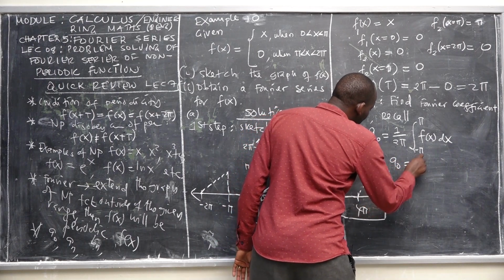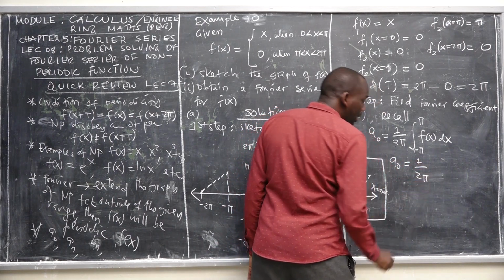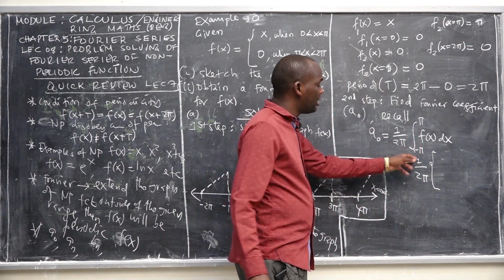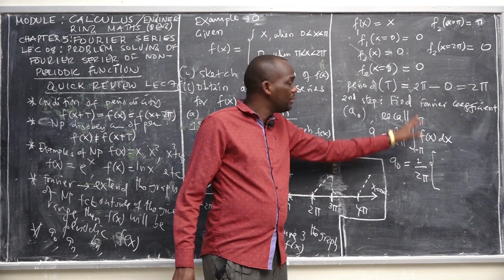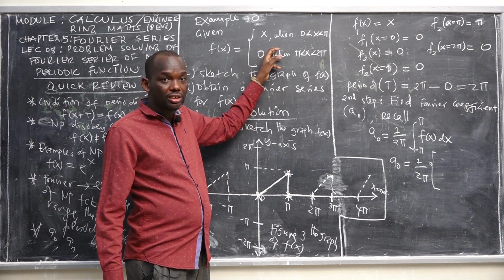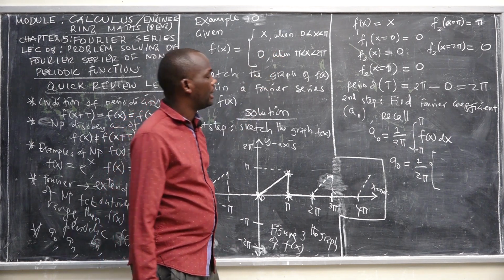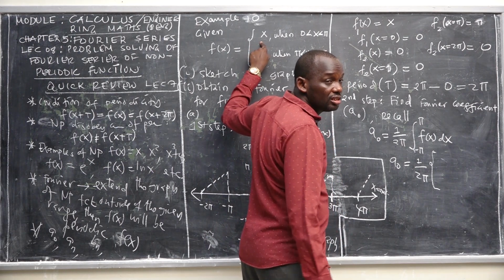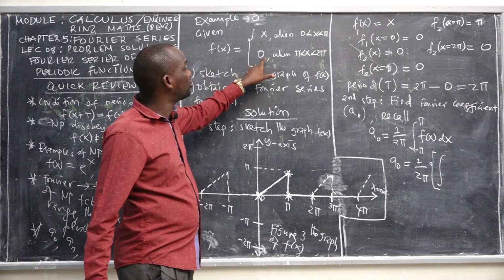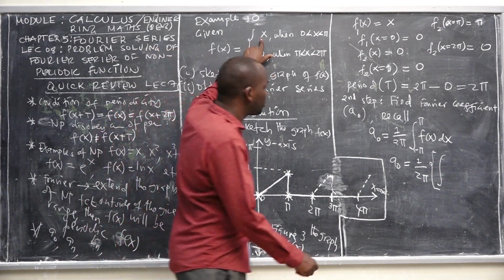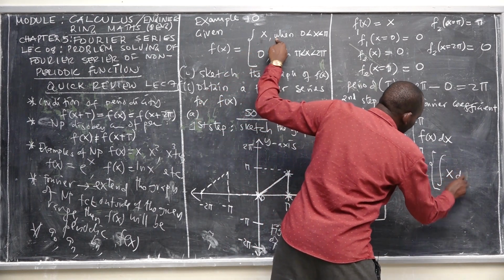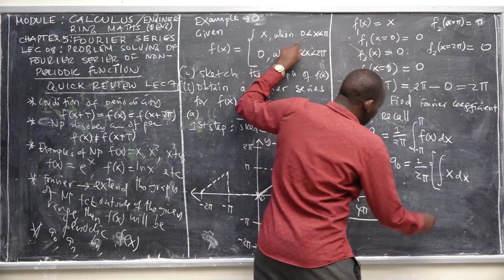So if that's the case, listen. A0 is equal to 1 over 2 pi. Remember that these limits are general for the general formula. The limits will always be given in the question. Okay, so this is our function. We integrate. We have a composite function, so f of x, for this case, is x, dx, from 0 to pi.